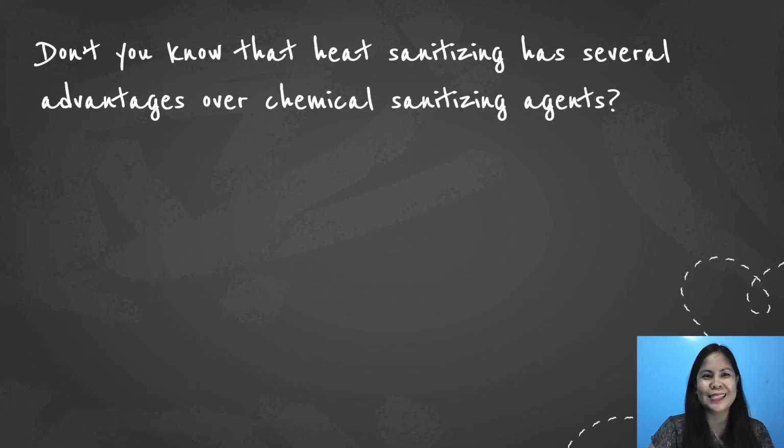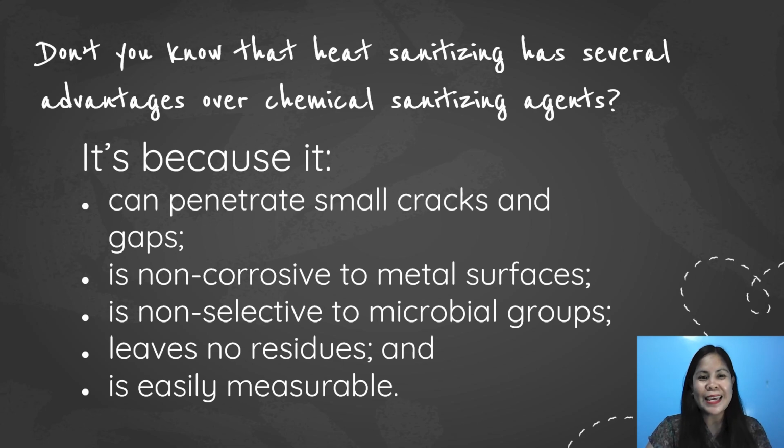So let's end our discussion with this. Don't you know that heat sanitizing has several advantages over chemical sanitizing agents? It is because it can penetrate small cracks and gaps. It is non-corrosive to metal surfaces. It is non-selective to microbial groups. It leaves no residues, and it is easily measurable. So those are the advantages of heat sanitizing over chemical sanitizing agents.